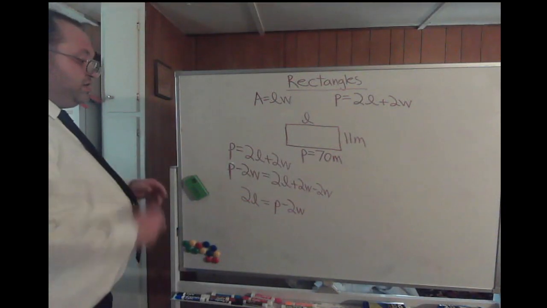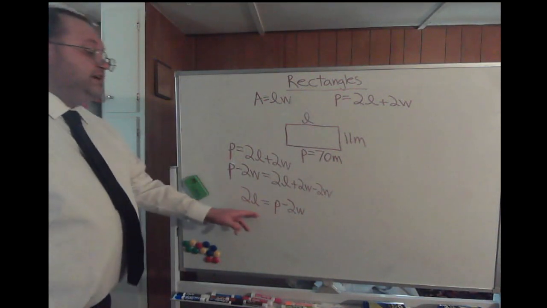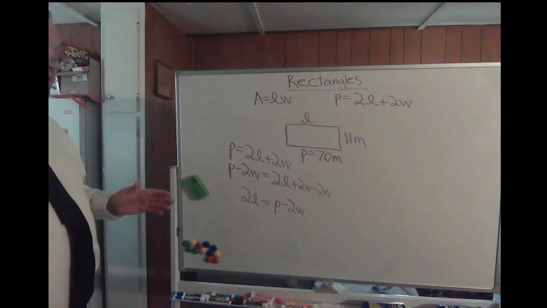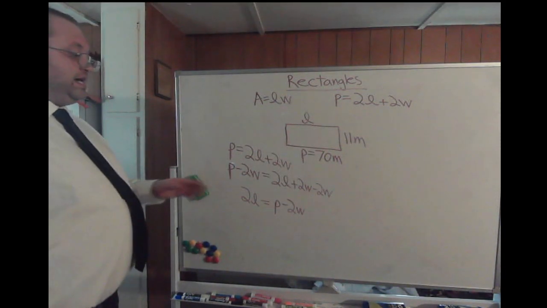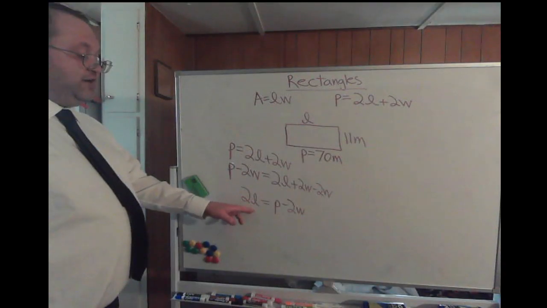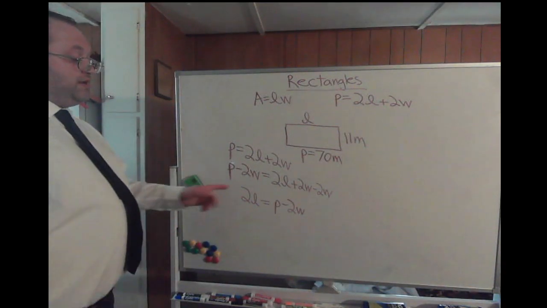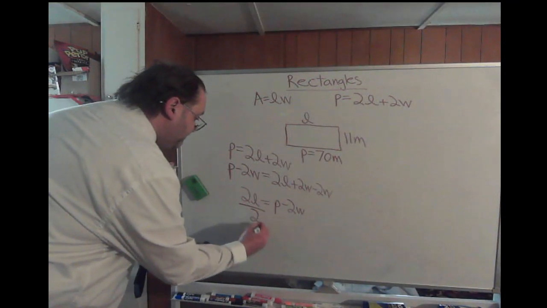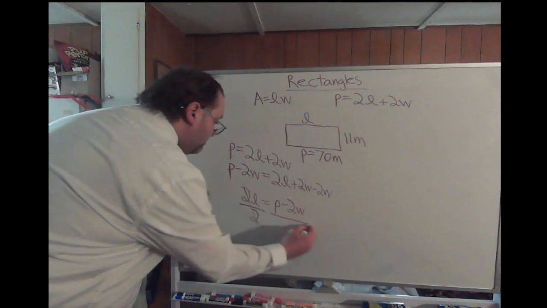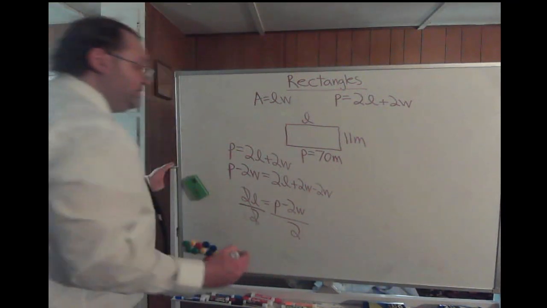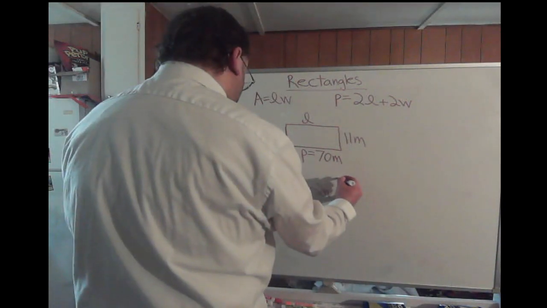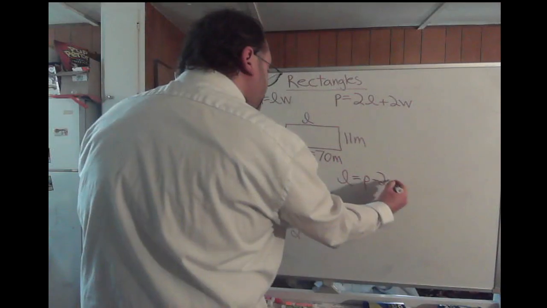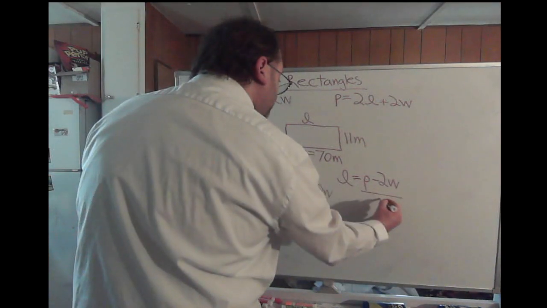Well, we have twice the length. We need to be able to solve for just the length. These basically have just become a two-step equation. We got the 2L by itself. Now we're about to get the L by itself. Well, we have 2 times L, so we need to divide both sides by 2. Well, what you do to one side, you got to do to the other. So the length is equal to the perimeter minus twice the width over 2.